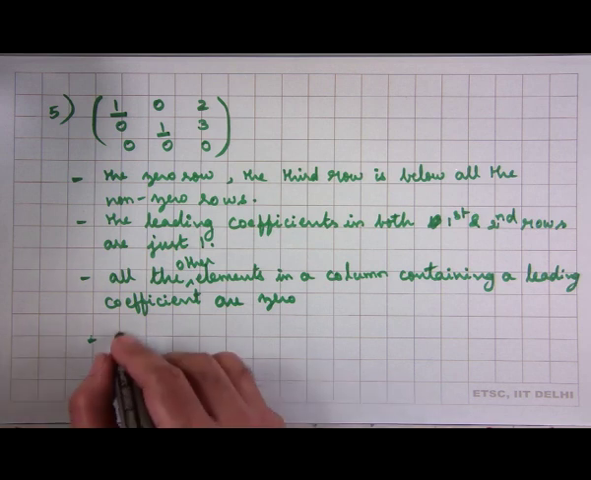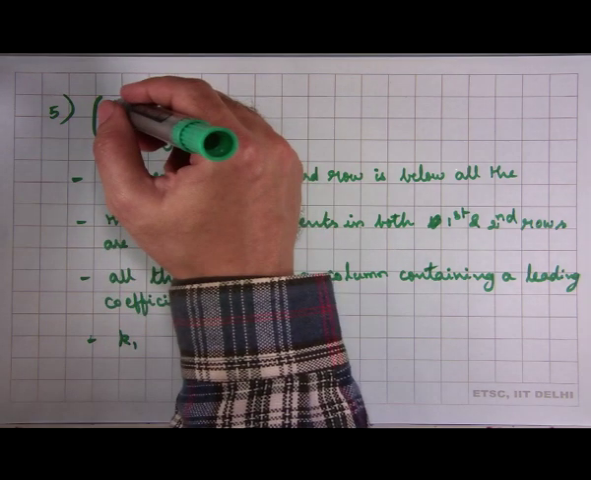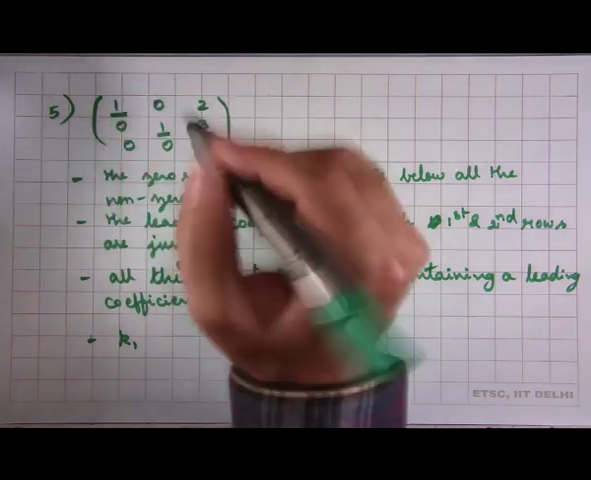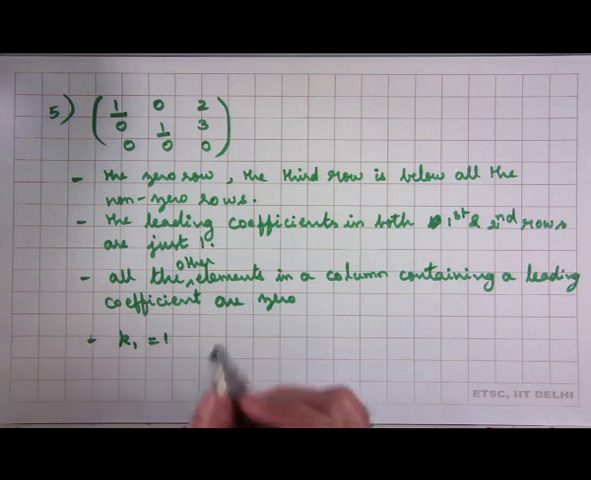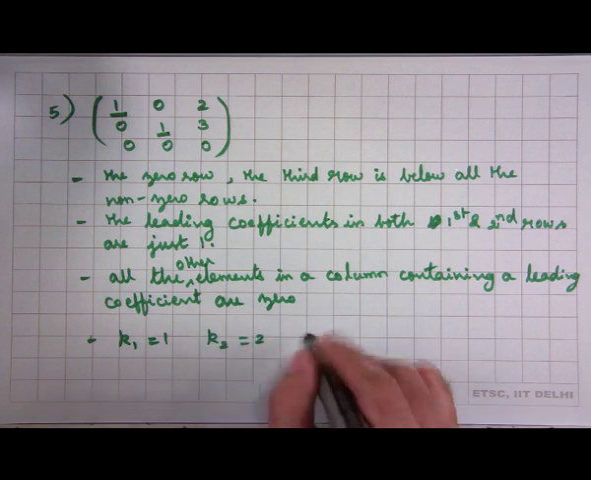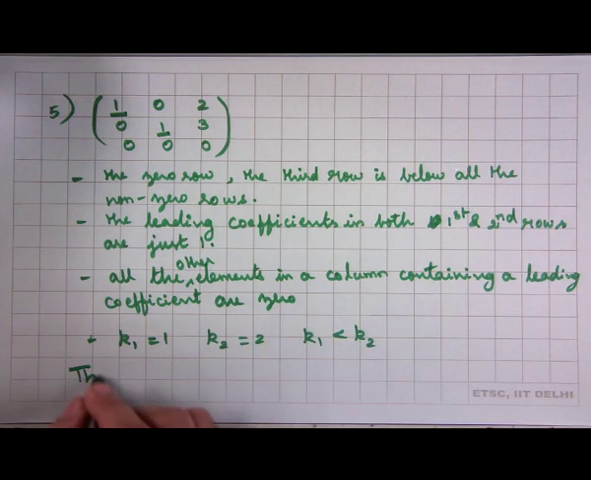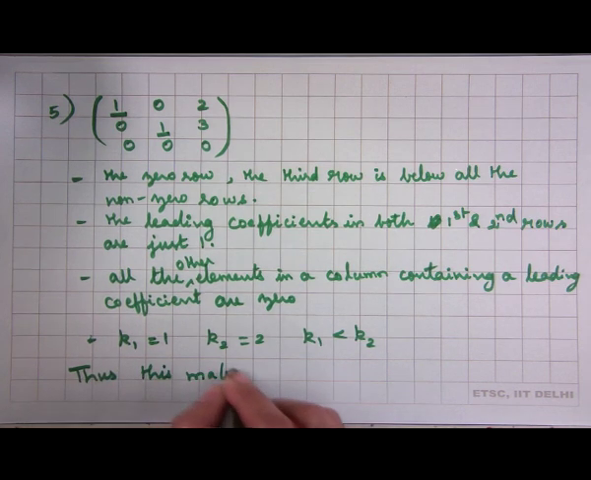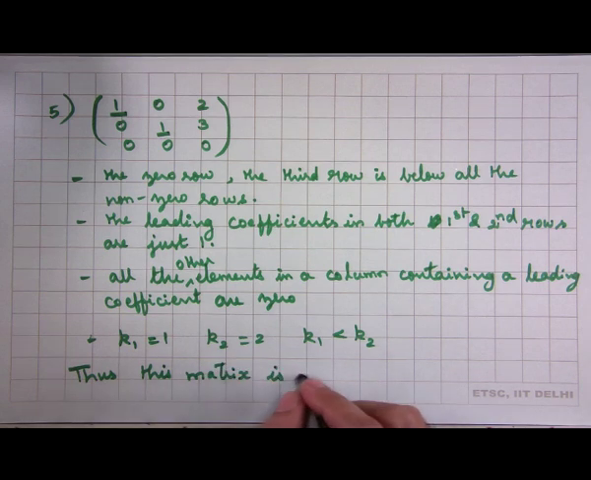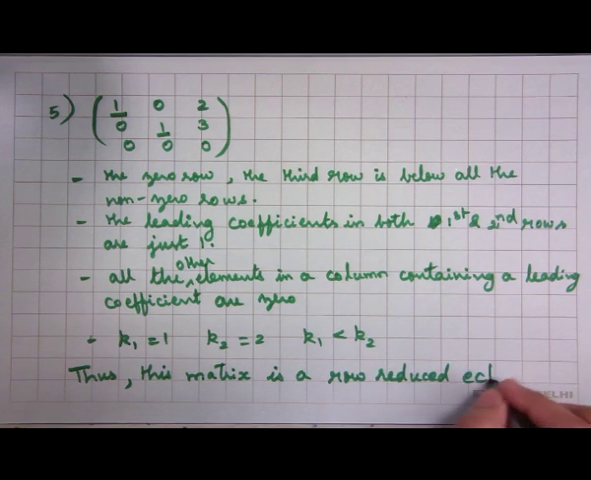Last one, K1, right, the first one appears in the K1th column or first column, K1 is 1, K2 here, so K2 is 2. So, therefore, K1 is less than K2. So, thus this matrix is a row reduced echelon matrix.